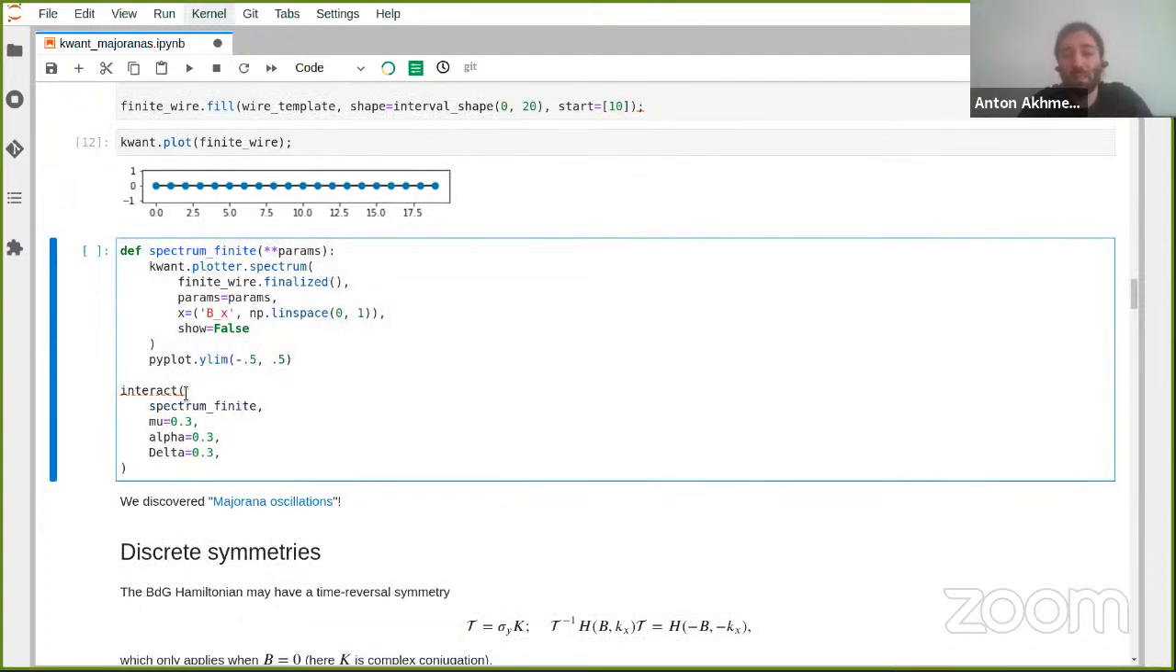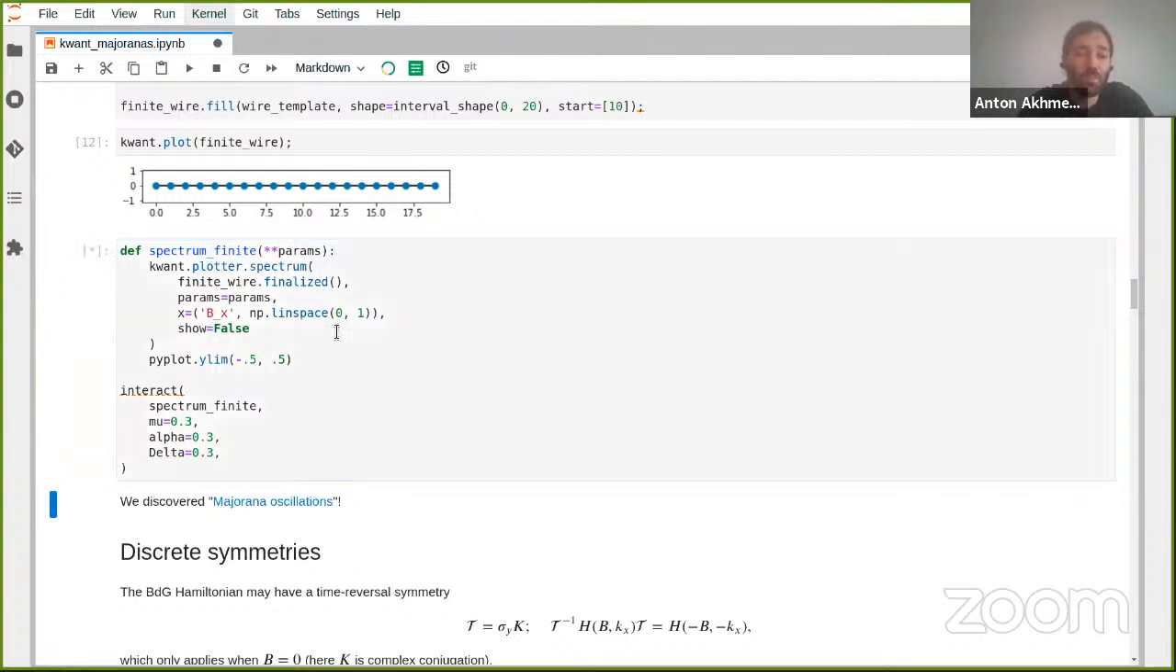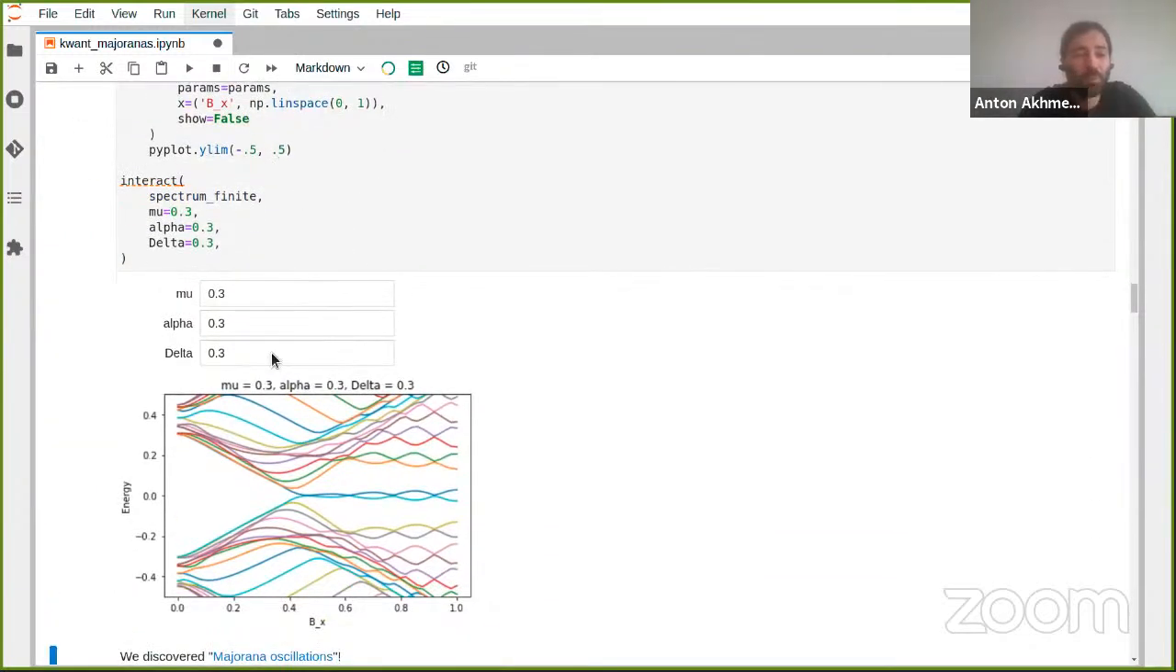Let's now look at the spectrum of a finite wire. We don't have momentum to vary, but we are going to see how the spectrum changes as we increase the magnetic field from 0 to 1. Let's take a look. This takes a moment to compute. So first of all, the horizontal axis is Bx. We see that at Bx equals 0, all the states are gapped, and moreover, we see that there are no states appearing between minus delta and plus delta. So this is exactly like we would expect.